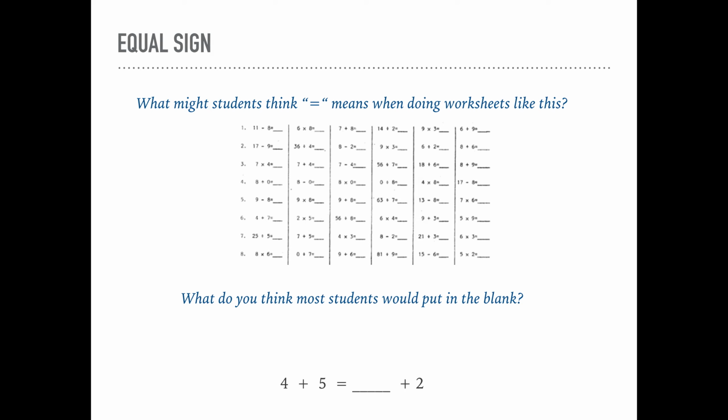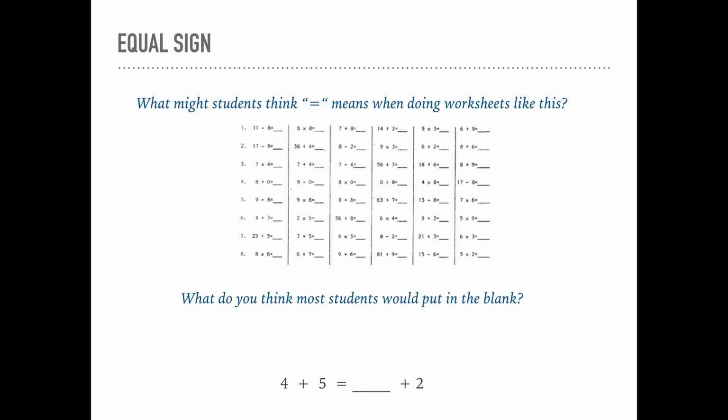Like if you look at the example on the bottom, 4 plus 5 equals blank plus 2. You can imagine when you give this question to kids, a lot of them write 9 in the blank because they've been wrongly conditioned to think that they have to put an answer after the equal sign. Well, that's not correct. We know that in that problem on the screen, an answer doesn't go there. We have to think about the equal sign being like a balance, right? That the left side has to be the same amount as the right side.